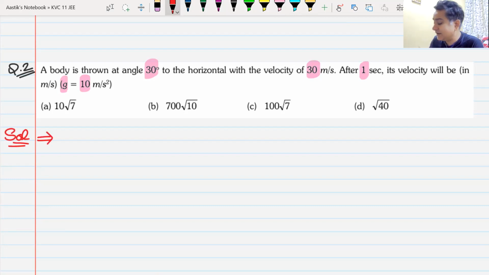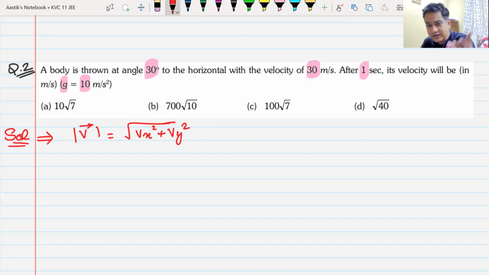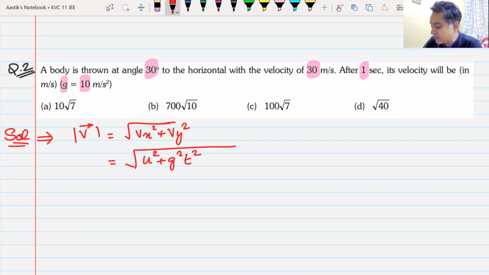First of all, you need to find the magnitude of velocity at any point. So you should find out Vx, square it. You need to find out Vy and square it. You know how to find Vx, you know how to find Vy, or if you can remember the formula that we had derived, it is u square plus g square t square minus 2 u t g sine.